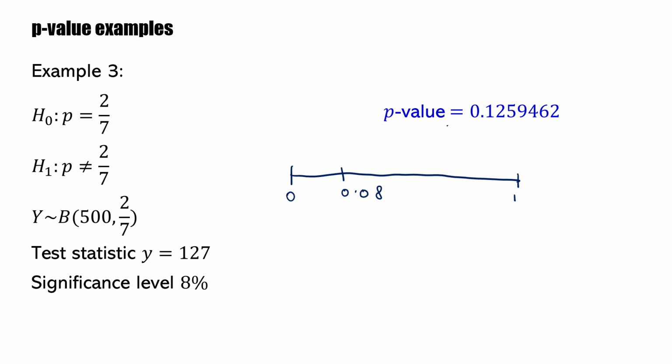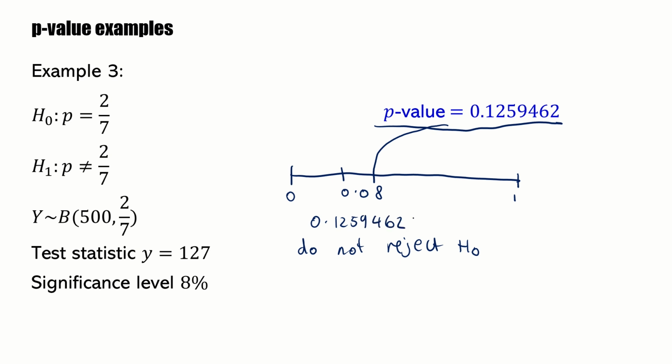But as our p-value is not to the left of 0.08 on the number line, it's to the right, therefore we do not reject H0. Because, to make it clear, 0.1259462 is greater than our significance level. And so there you go. That's how you use the p-value method to decide whether or not to reject H0.